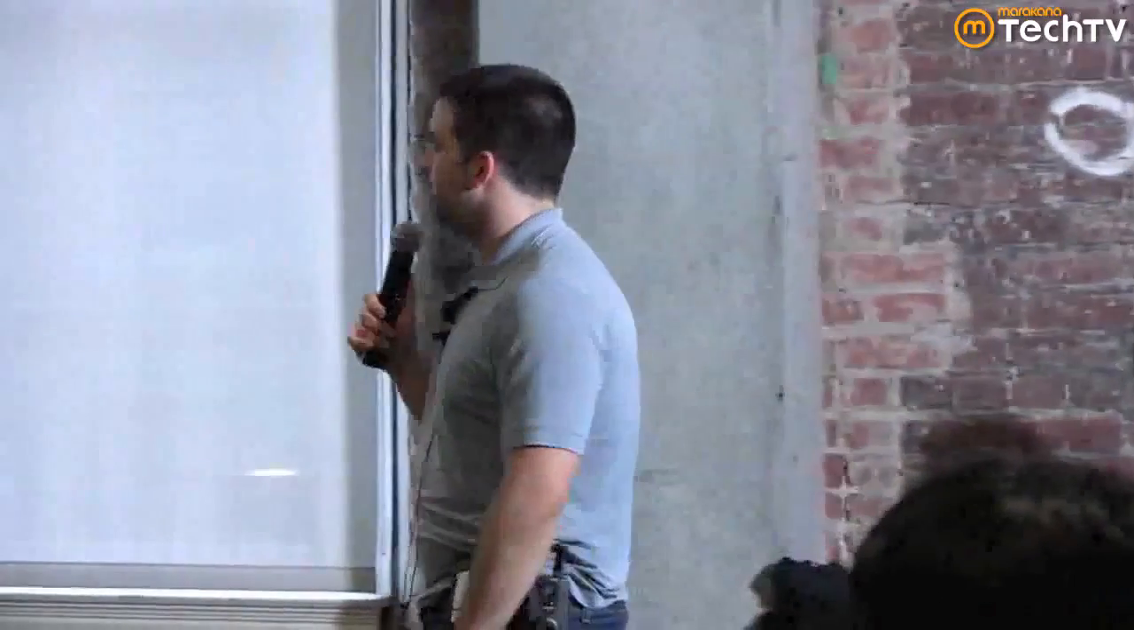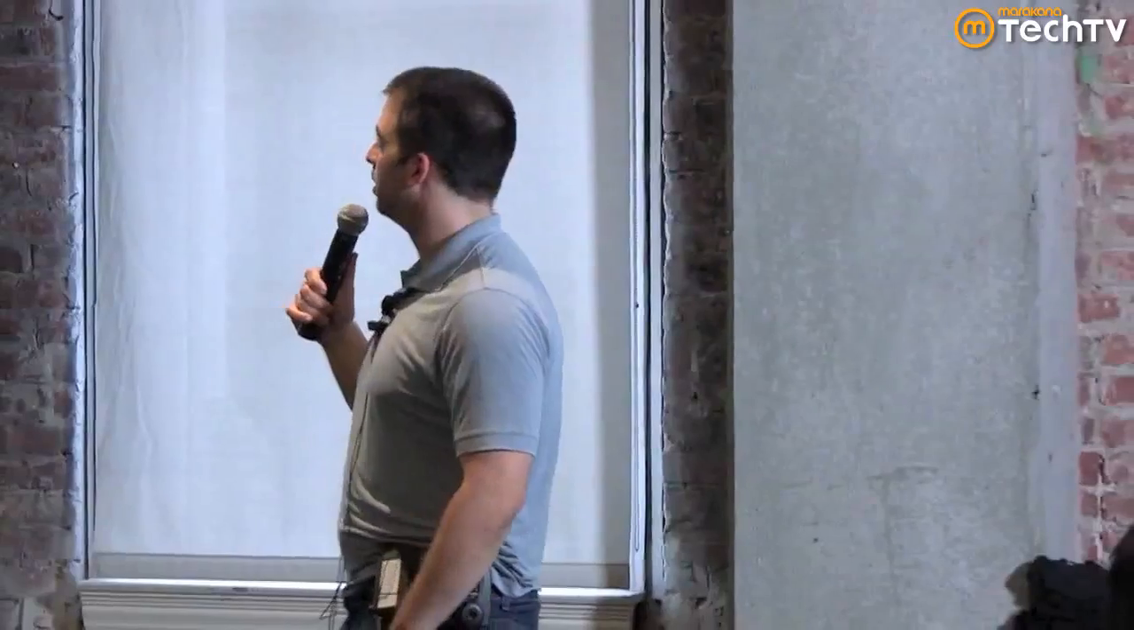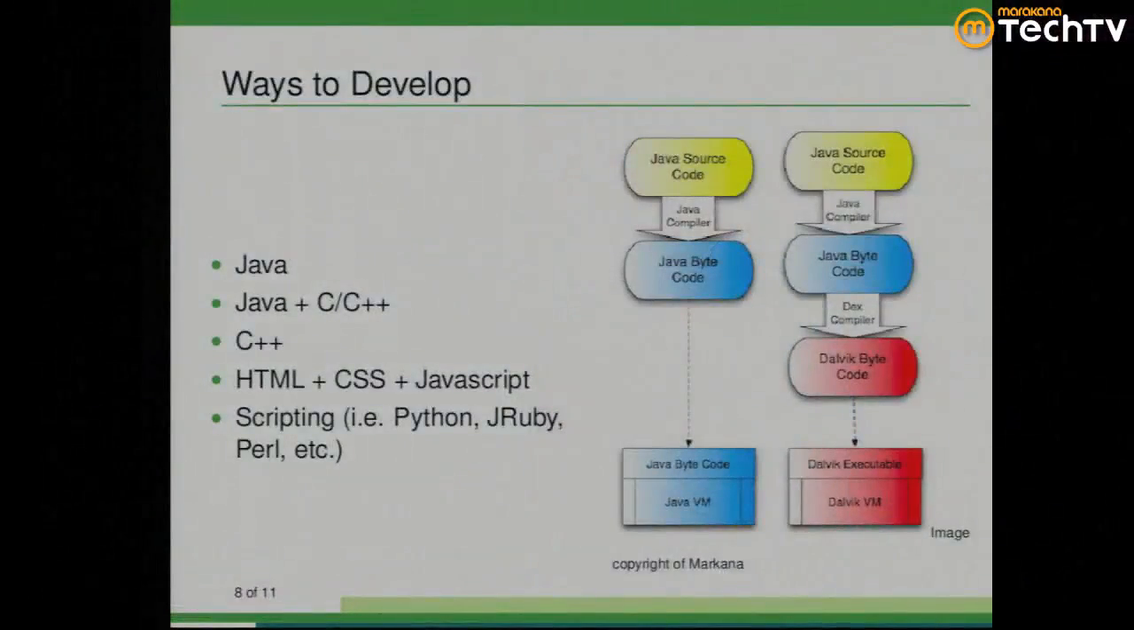Okay, so we're all different kinds of developers, and we all like to write in different languages. So here are the different languages that are supported. Java is obviously the main one and the best supported. There's also Java plus C or C++, and that's supported by something called the Native Development Kit, or the NDK. So basically you write your Java code, and then you use the Java Native Interface to create a bridge between your Java and your native code.